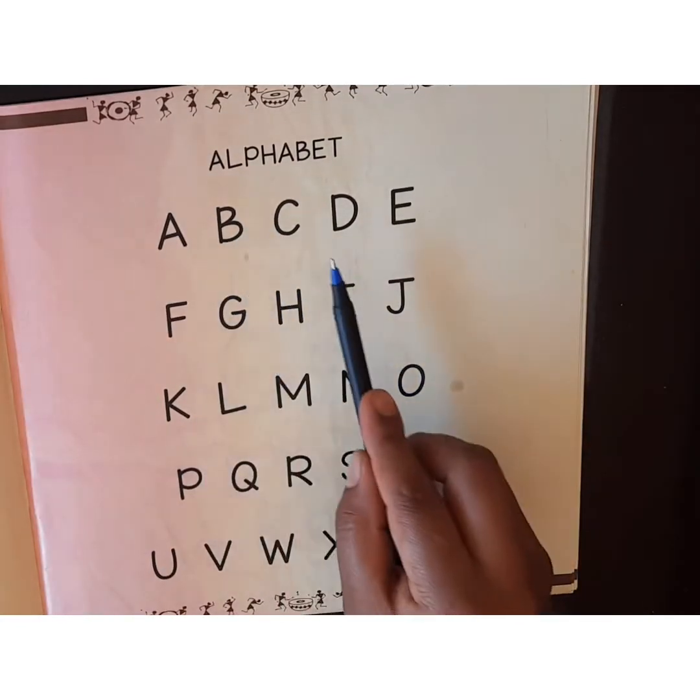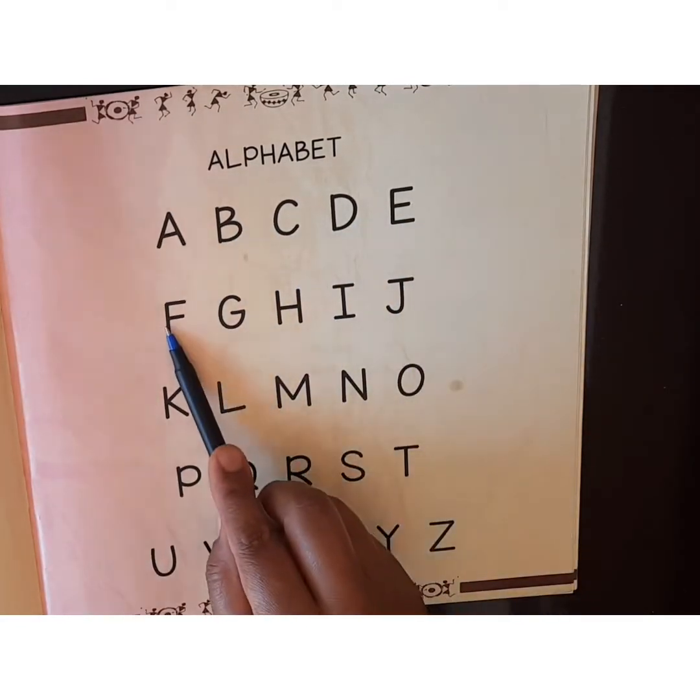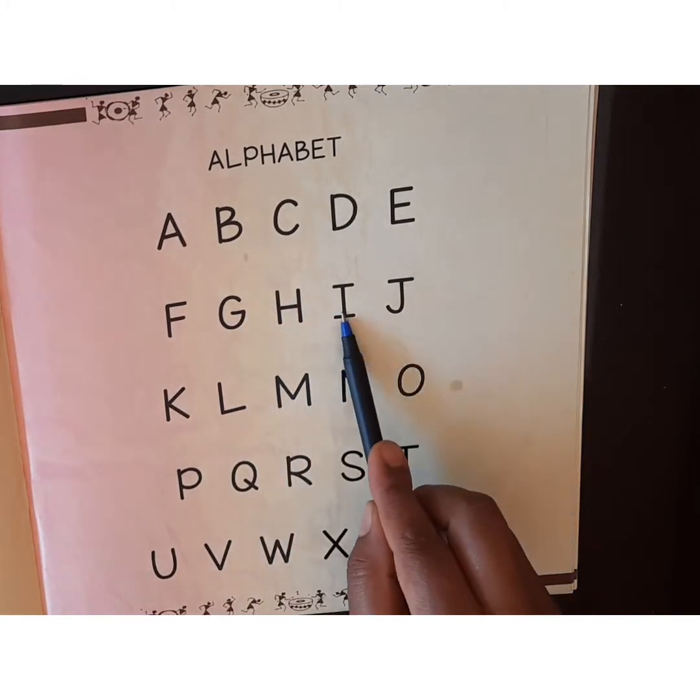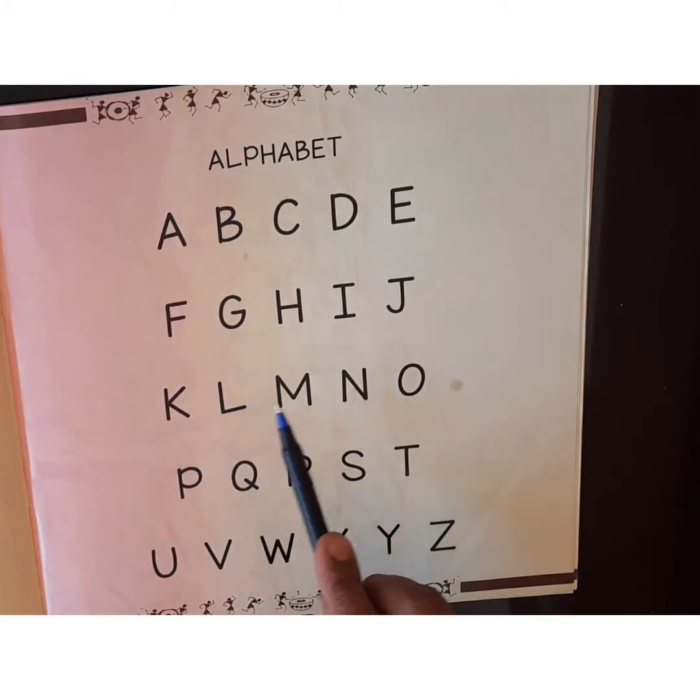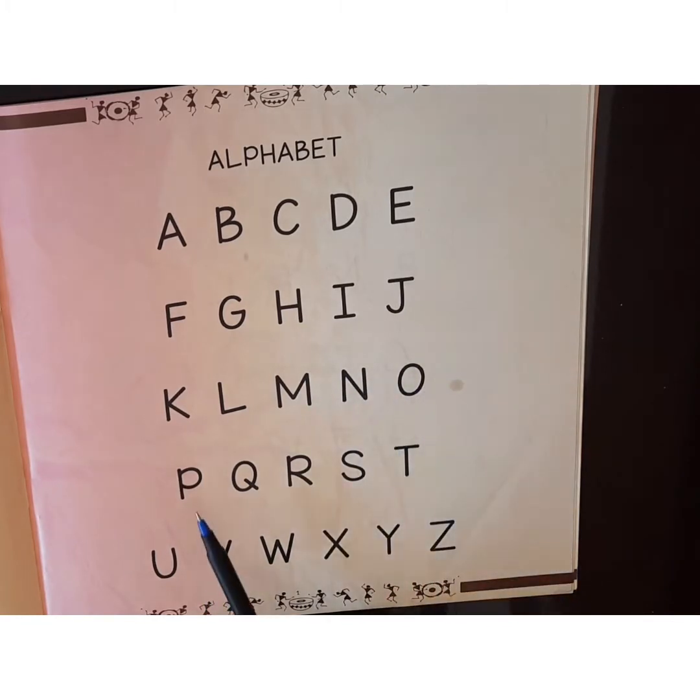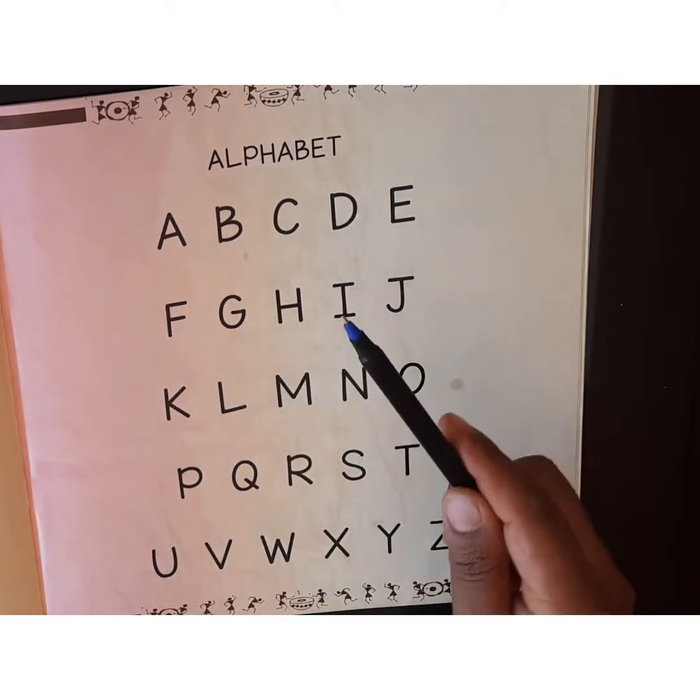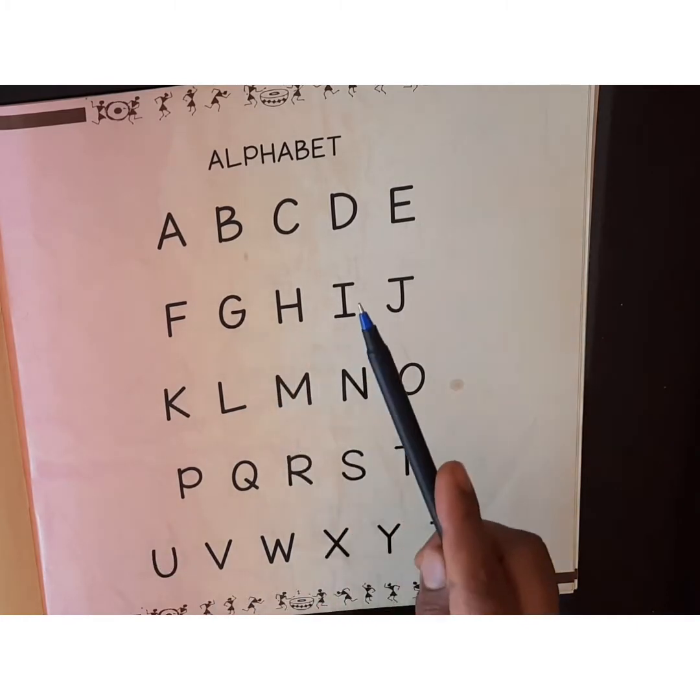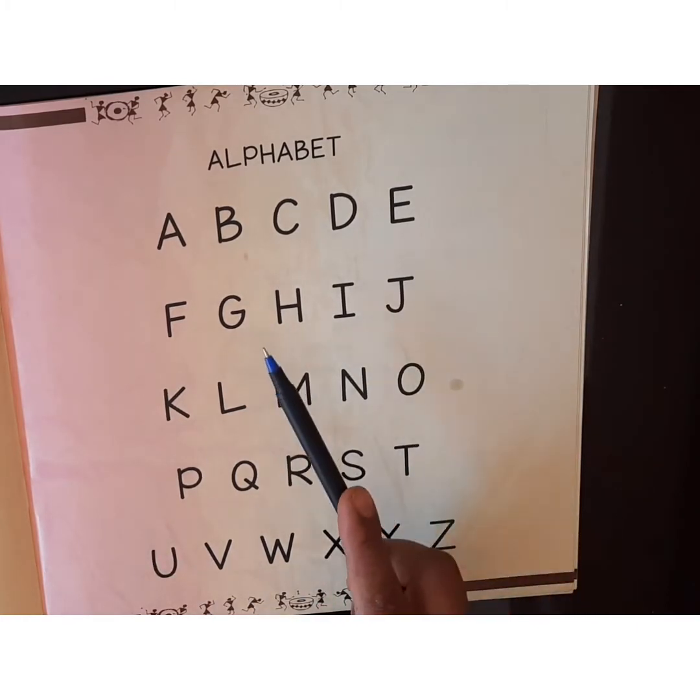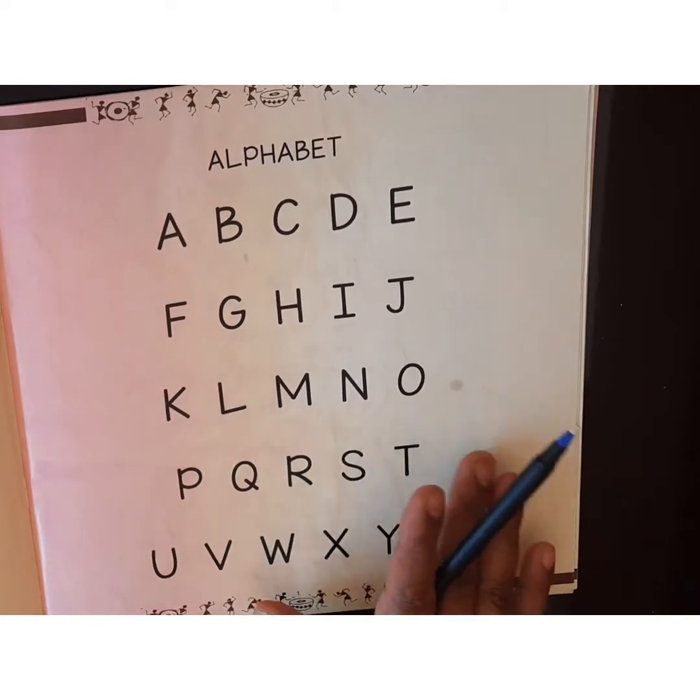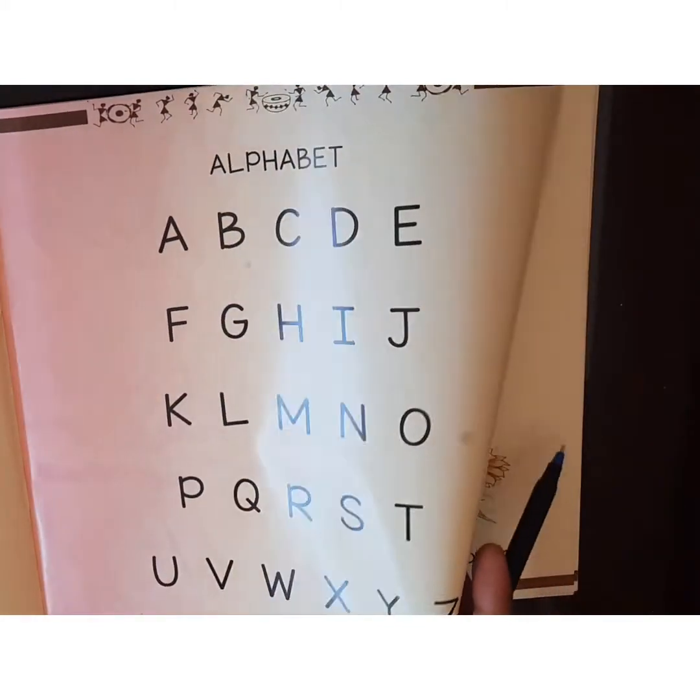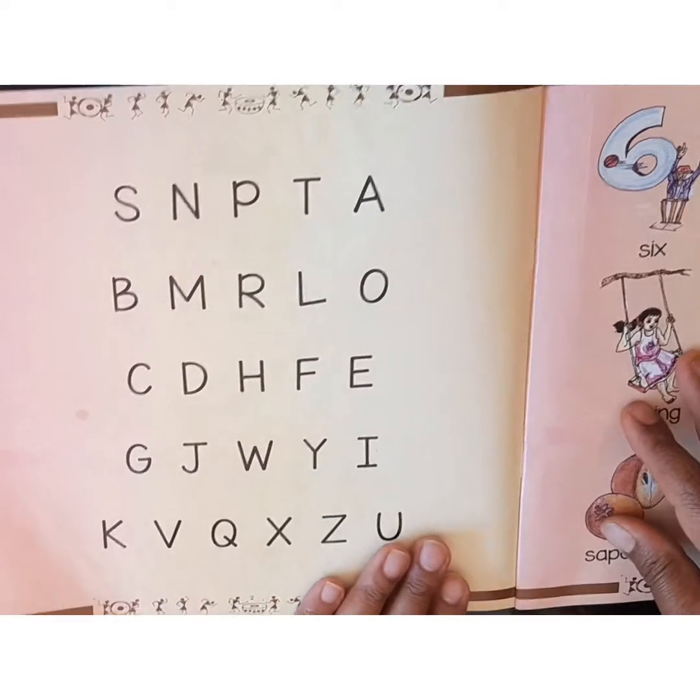A, B, C, D, E, F, G, H, I, J, K, L, M, N, O, P, Q, R, S, T, U, V, W, X, Y, Z. Okay, there are 26 alphabets. In these alphabets, 5 are the vowels and 21 are the consonants. So, on the next page, we will see which are all the vowels and which are all the consonants.